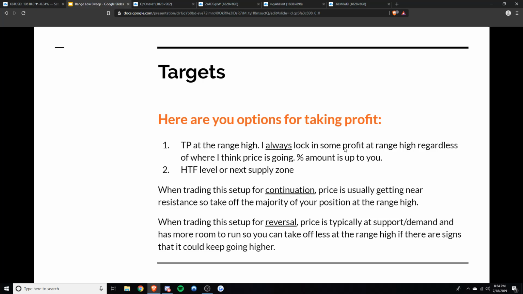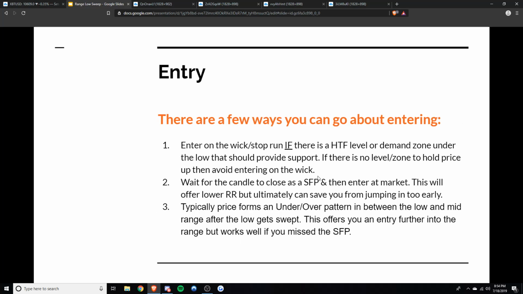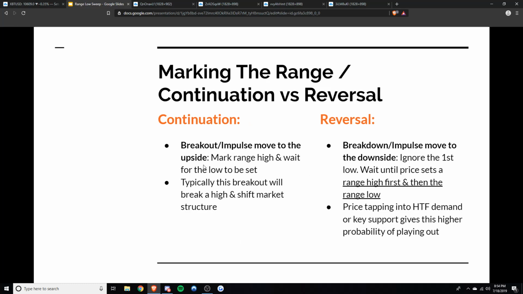If after the range high you hold on to some of that position, don't close all of it, you can target a high time frame level or any next supply zone above price. And there's two different ways to go about it, for continuation and reversal. So when you're trading this setup for a continuation pattern, right? So that's the breakout and impulse move to the upside.